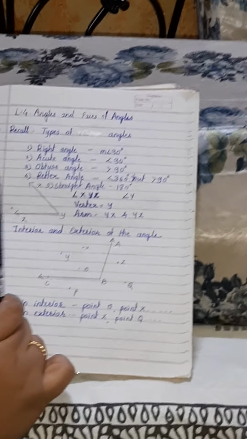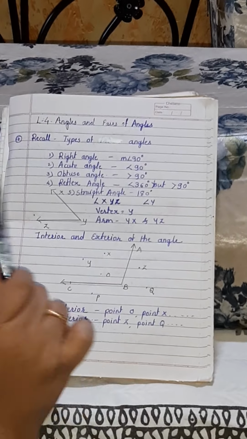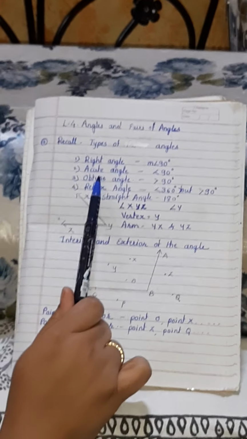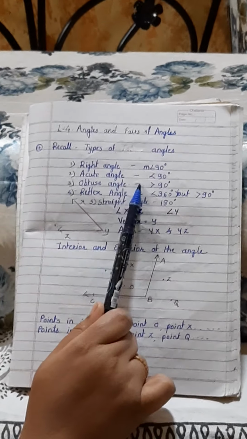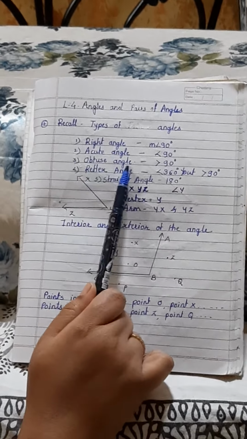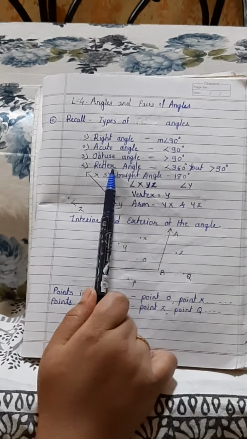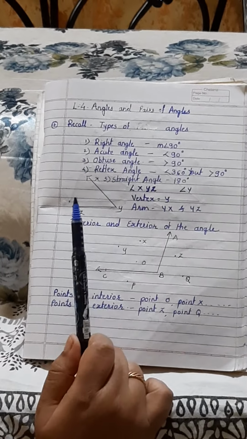Types of angles, we know that. Measurements also have been given. Right angle, acute angle. Right angle means 90 degrees. Acute angle means below 90. Obtuse angle, more than 90. Reflex and straight angle. Right.